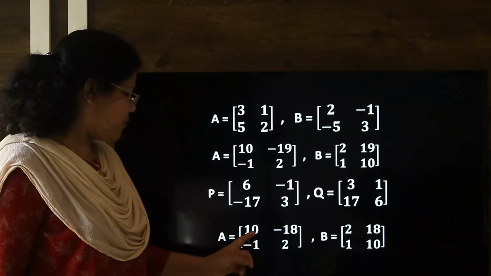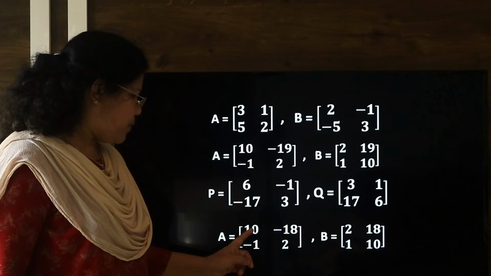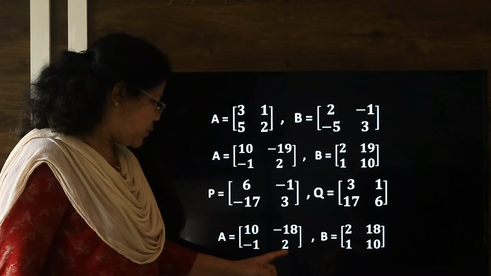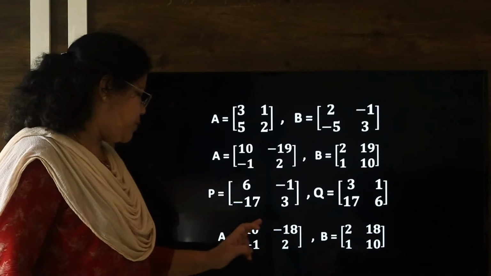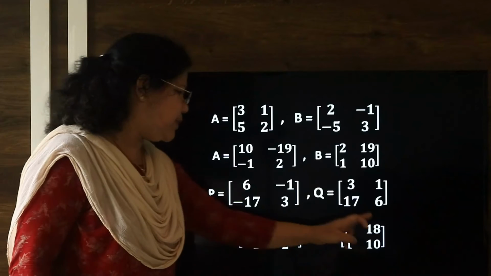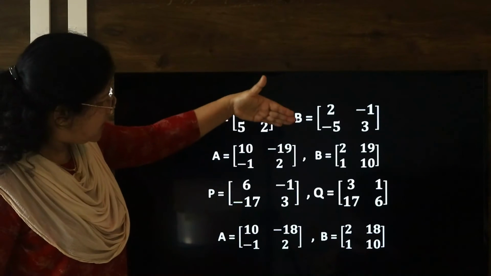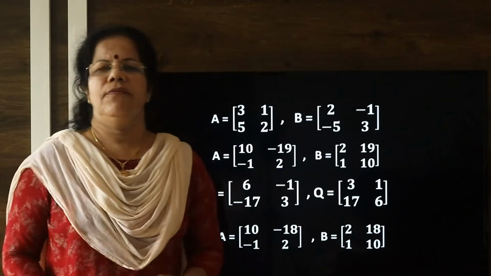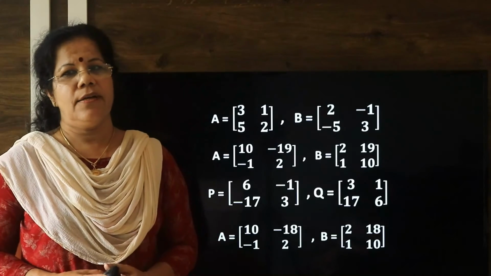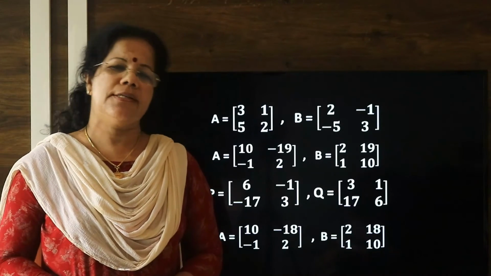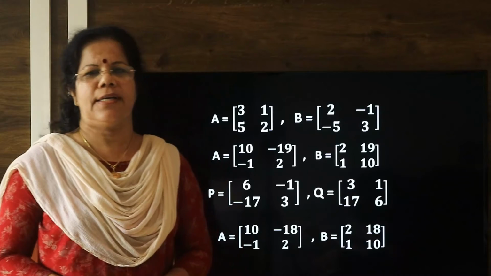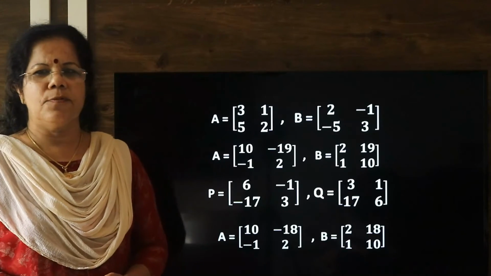Now see this example. Here 10 opposite to it is 2, 2 is written. 2 opposite 10 is written. Negative 18, plus 18, negative 1, 1. In all these 1, 2, 3 examples, we got AB is equal to I. Second case also AB is equal to I, BA is equal to I, PQ is equal to QP is equal to I. But now we are going to observe.